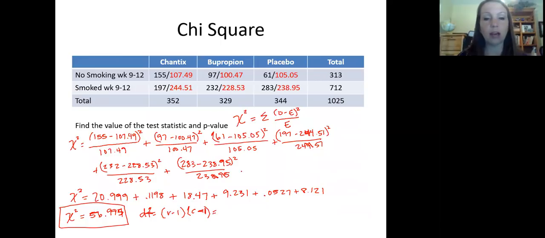So in this case, we have 2 rows. So we're going to have 2 minus 1 times the number of columns, which is 3 minus 1. Remember, when you're counting rows and columns, you do not include the totals in that. So 2 minus 1 is 1, 3 minus 1 is 2, so I end up with 2 degrees of freedom.